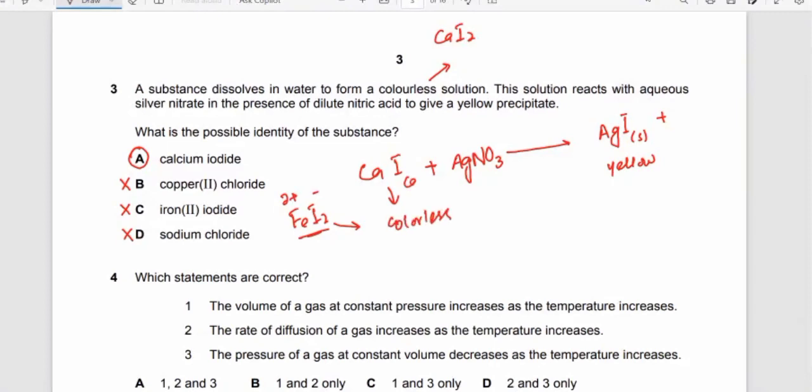Okay, and this is the aqueous solution, meaning AgNO3 aqueous. So Ag+ goes to AgI, and then becomes calcium nitrate, which is soluble. So a yellow precipitate of silver iodide is formed.